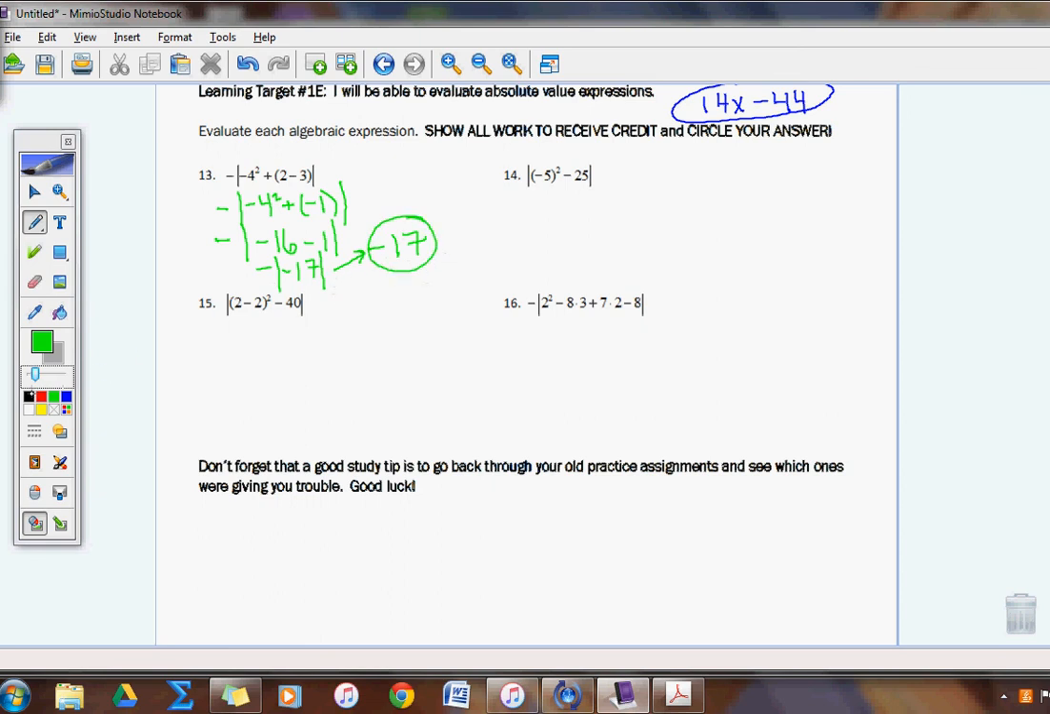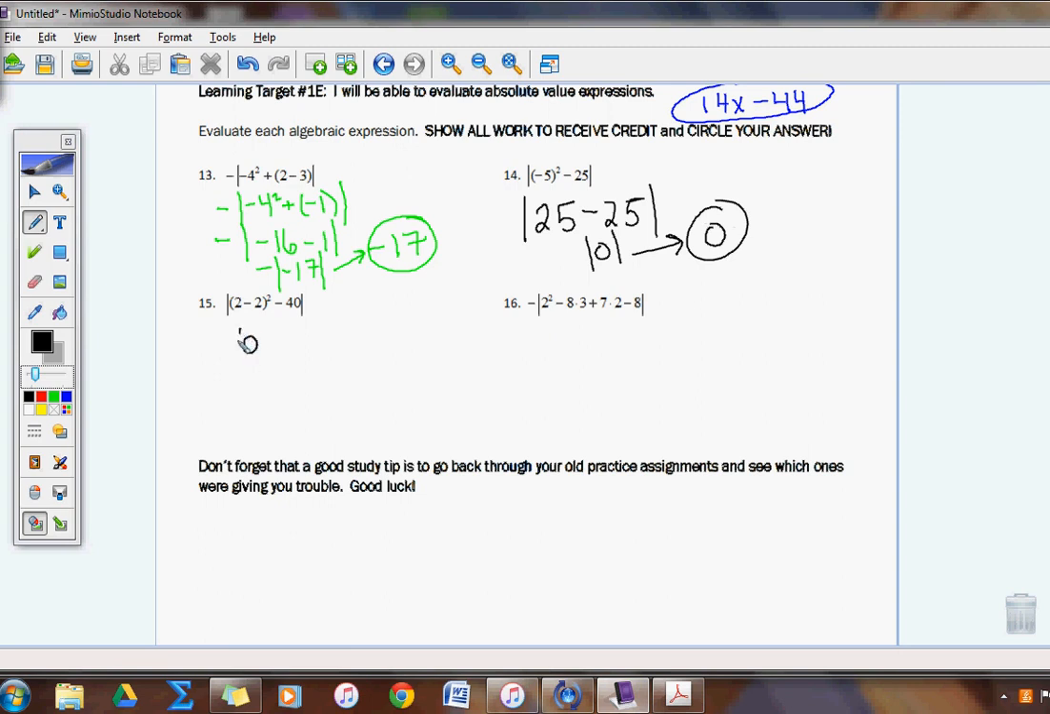I'm going to go back to a different color if that green doesn't show real well. So here we go. A little different. Now we are squaring negative 5. So negative 5 times negative 5 is just 25. And then we subtract 25, takes the absolute value. Easy one. We got 0. How far is 0 from 0 on the number line? It's not any distance. There is no distance. The answer is 0. Okay, and here 2 minus 2 is 0.